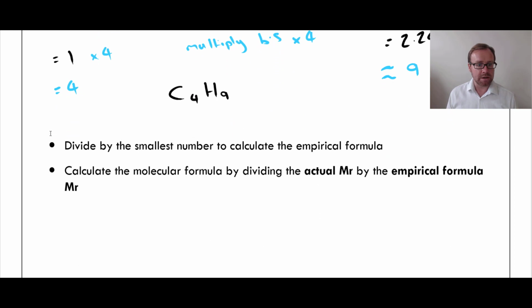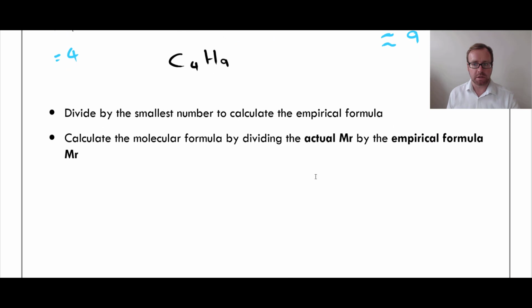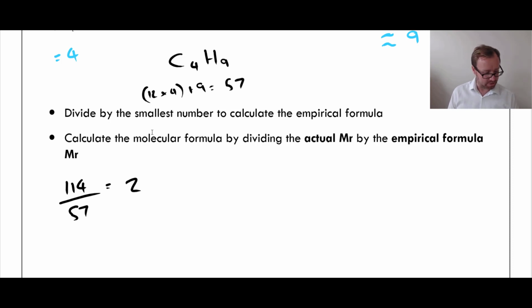So, next part, calculate the molecular formula by dividing the actual MR by the empirical formula MR. Okay, so my actual MR is 114. My empirical formula MR would be 12 times 4 plus 9, which gives me a value of 57. So this gives me a value of 2. And this number tells us how much we're going to have to times our empirical formula by.